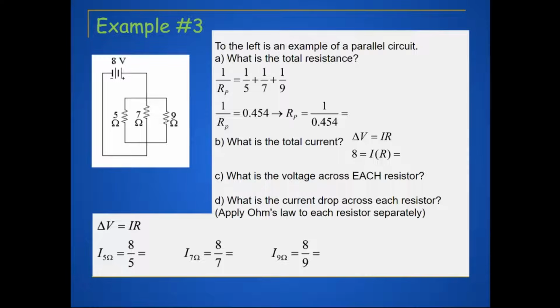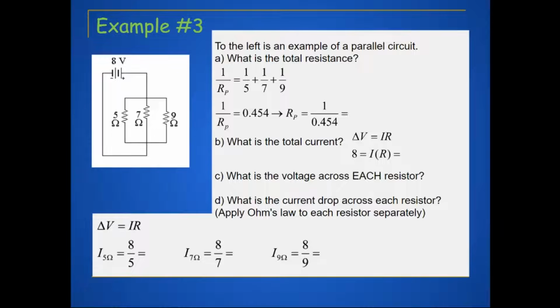Okay, so let's look at this example 3. So we know that we have to add the total resistance across all of the resistors. So how we're going to do that is we're going to make those into decimals. So it's going to be 1/5. So that's 1 divided by 5 comes out to 0.2, plus 1/7. So 1 divided by 7 is 0.1428. Then we have 1/9, which is 0.111. We add those together, it comes out to 0.454.